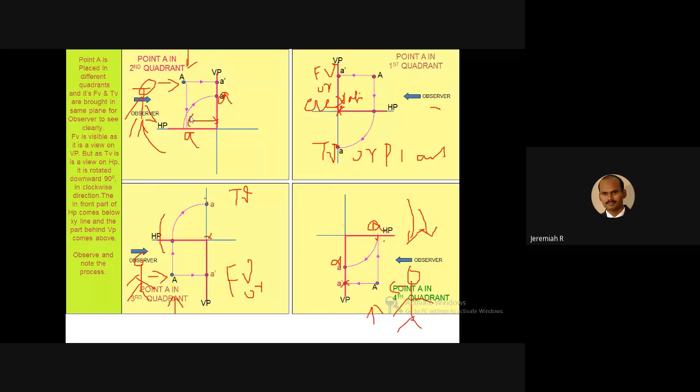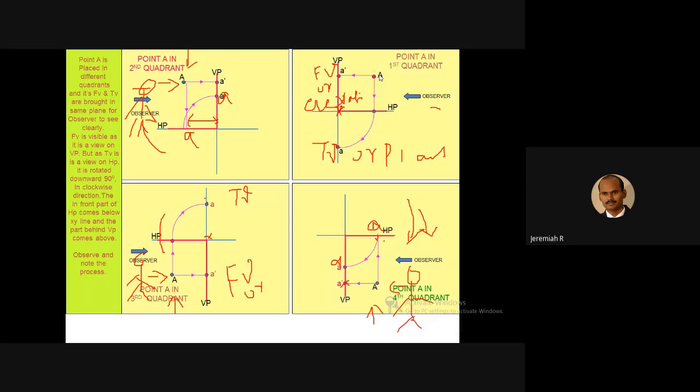You have to understand this. If it is the second quadrant, everything comes above the XY line. Sometimes words will be given, and from that you have to draw a diagram like this, with only A dash. Sometimes the diagram will be given and you have to write in words. I'll repeat one more time.